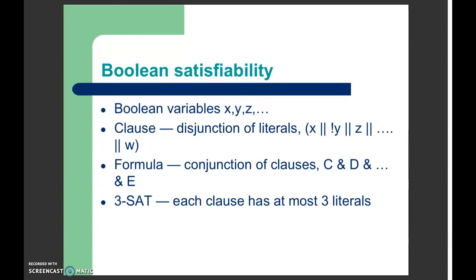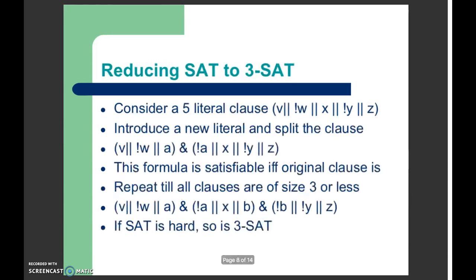Now comes Boolean satisfiability. The Boolean variables are x, y, z, and so on. Then the clauses are disjunctions of literals. Here the literals are x, not y, and z. Then the formula is made up of a conjunction of clauses, that is C and D and so on up to E. Here C, D, and E are clauses. 3-SAT is a restricted form of SAT and has at most 3 literals per clause.